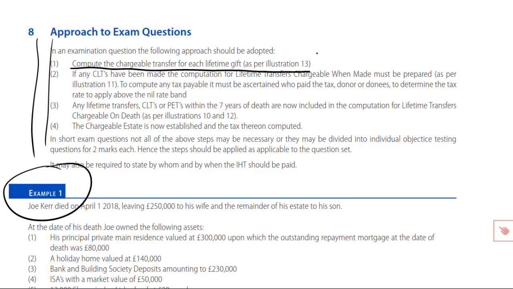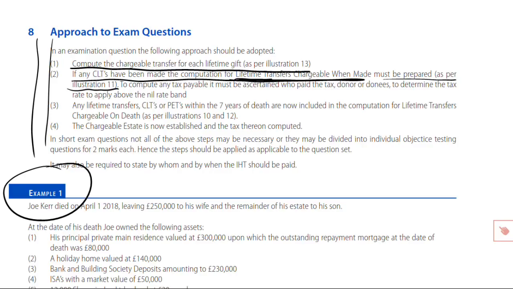If any CLTs have been made, the computation will be headed lifetime transfers chargeable when made. Now I say headed, this isn't going to go into your answer. They're going to ask you to calculate the tax that was payable in lifetime, but you're going to need that computation to allow you to get that tax. That must be prepared as per illustration 11. So before next time, go back and look at how we computed the tax that was payable in lifetime.